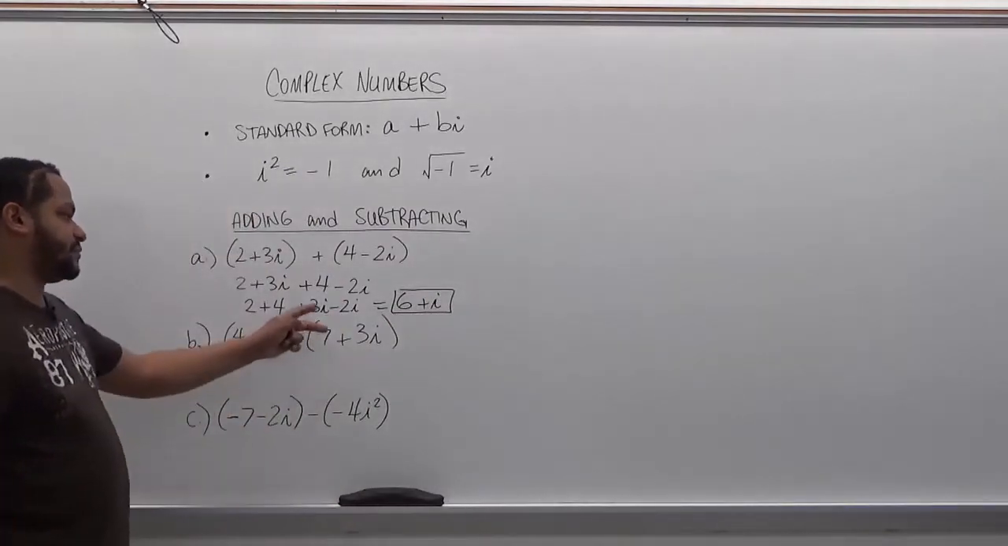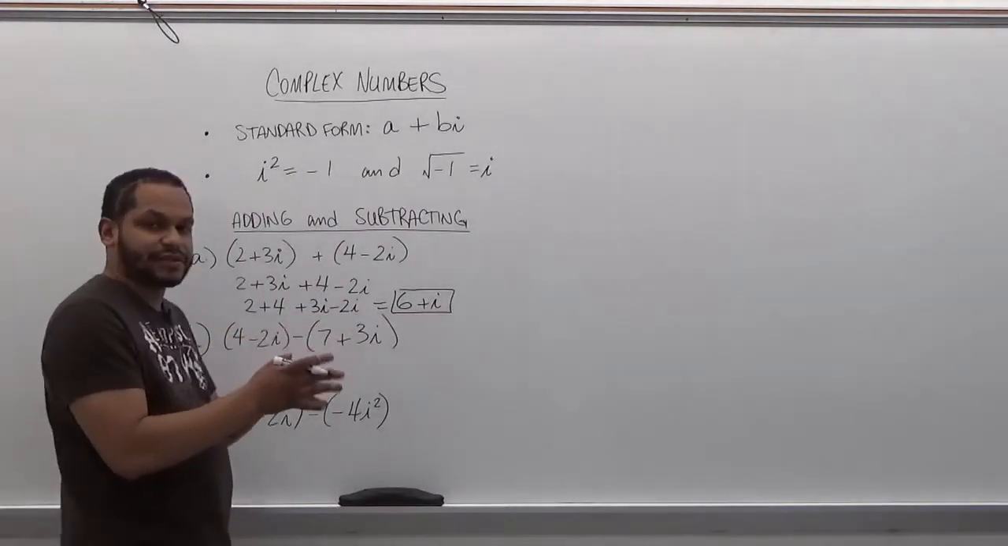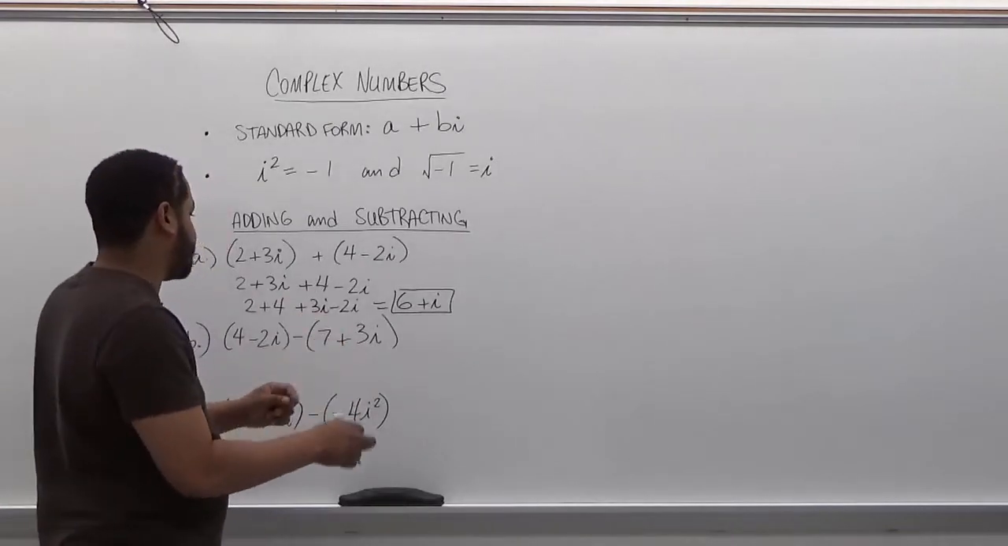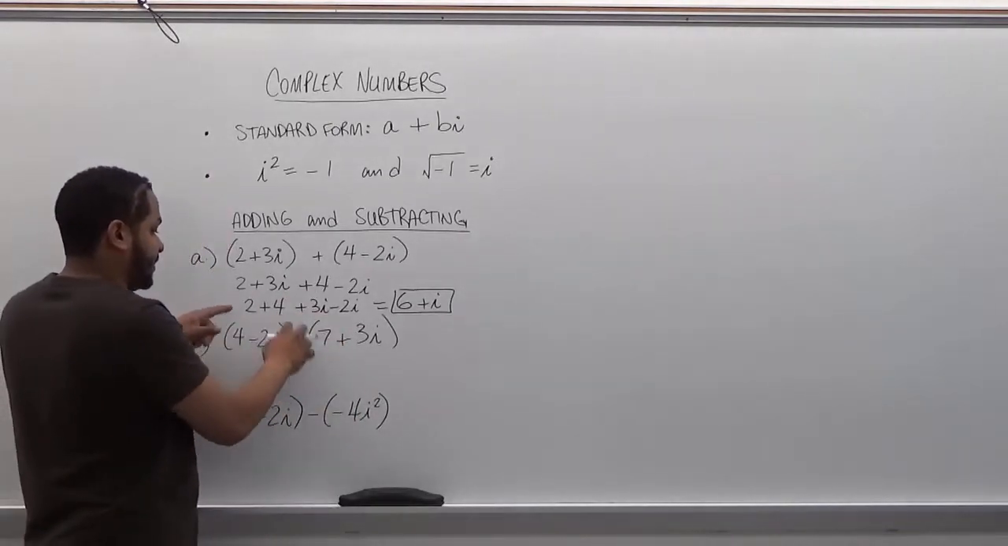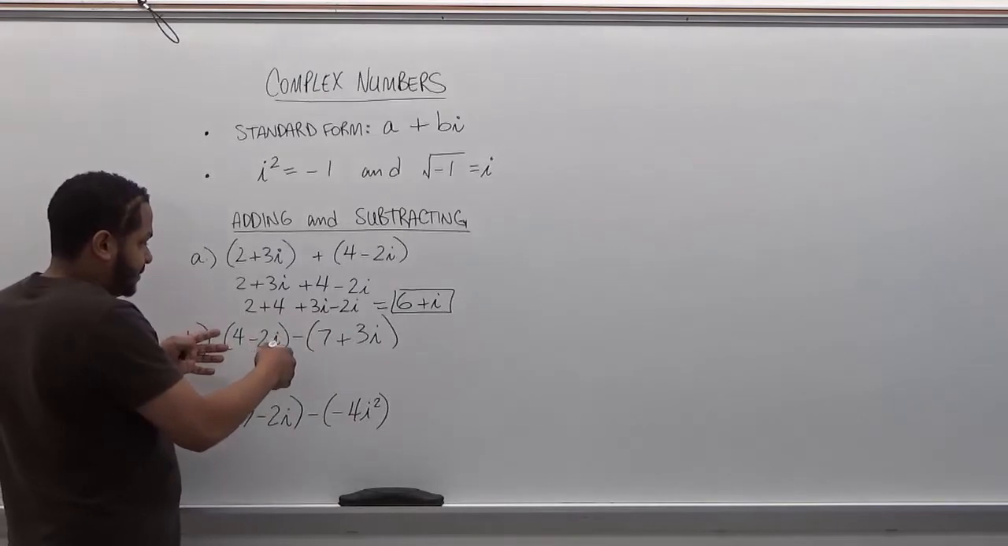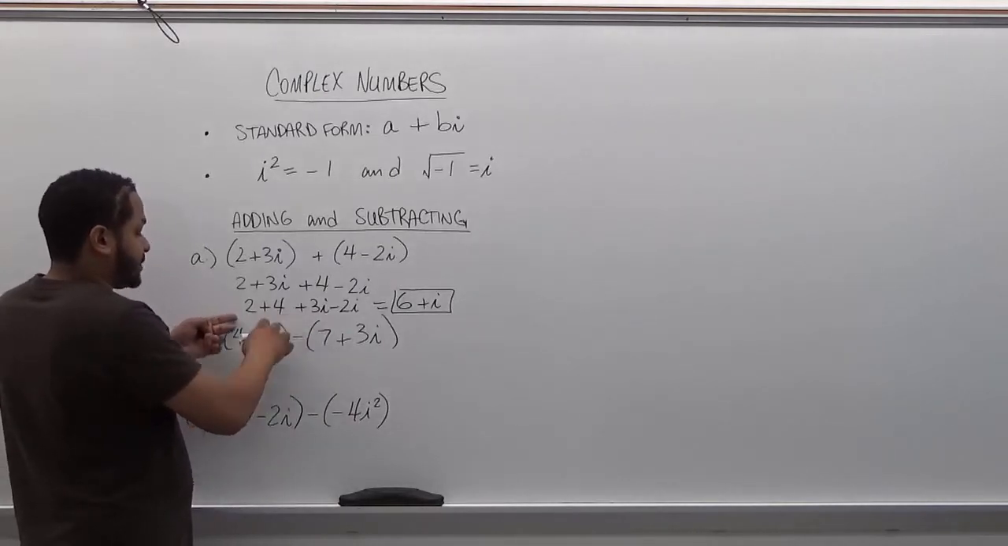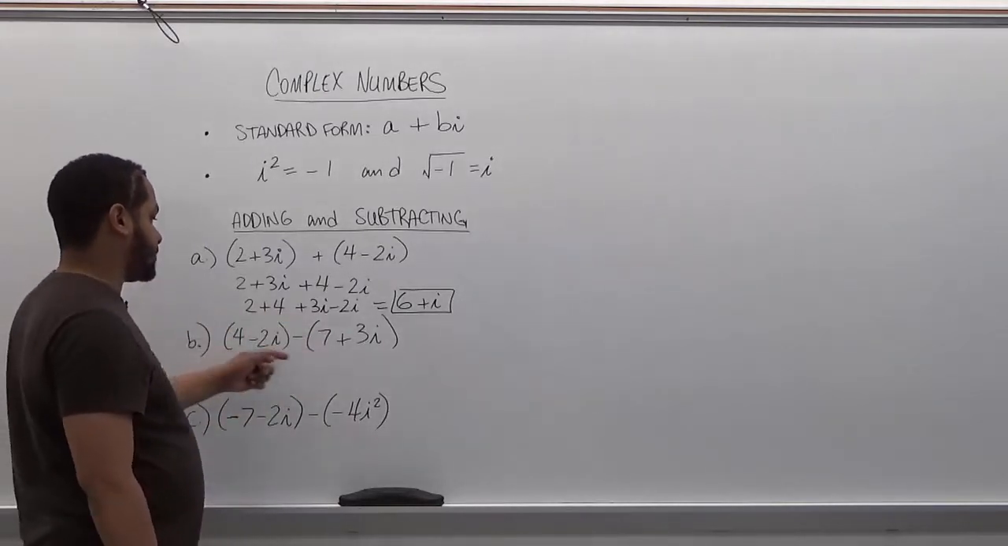Remember, when you see two signs with different numbers, you're taking the difference of the two terms, keeping the sign of the larger. When the terms have the same sign, you're combining those numbers, adding them, and keeping the sign of the two numbers, all right? Let's move on to the next one.